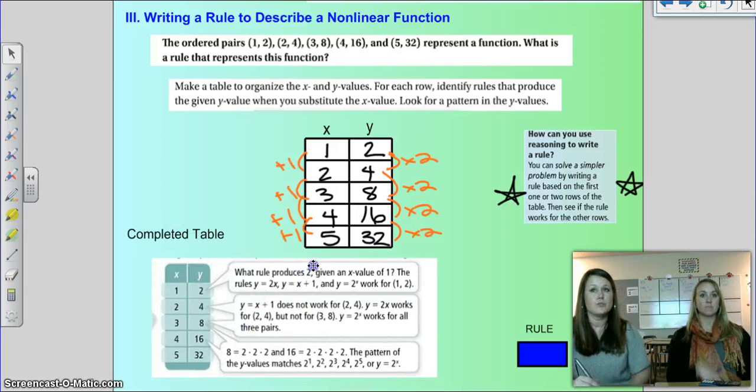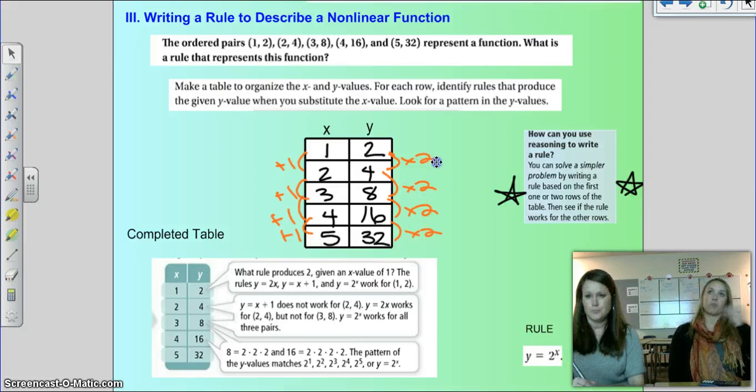So what rule produces 2 given an x value of 1? 1 times 2 is 2. And then y equals x plus 1 and so on and so forth. So it doesn't work here, and that's what they were talking about. Use one of those first few rows and see if it works. It doesn't work. Well, here's what does work: y equals 2 to the x. So it's very similar to the previous one we just did.